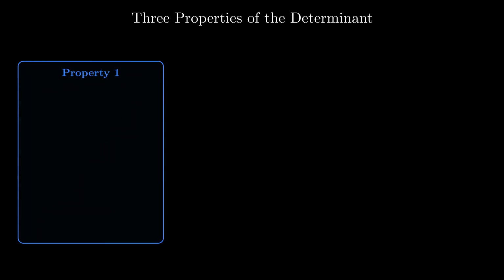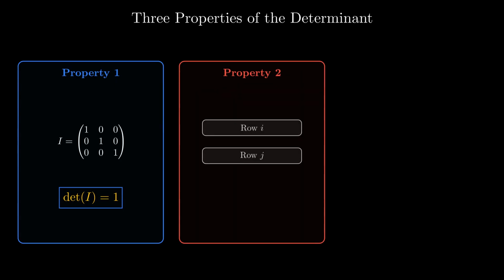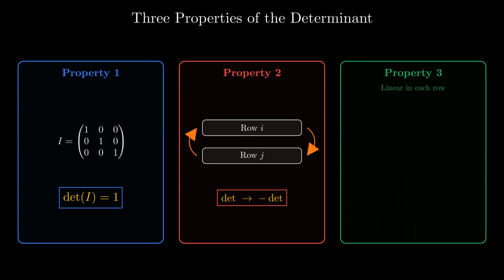3 properties pin down the determinant completely. Property 1, the determinant of the identity matrix equals 1. Property 2, exchanging any 2 rows flips the sign of the determinant. Property 3, the determinant is linear in each row separately.